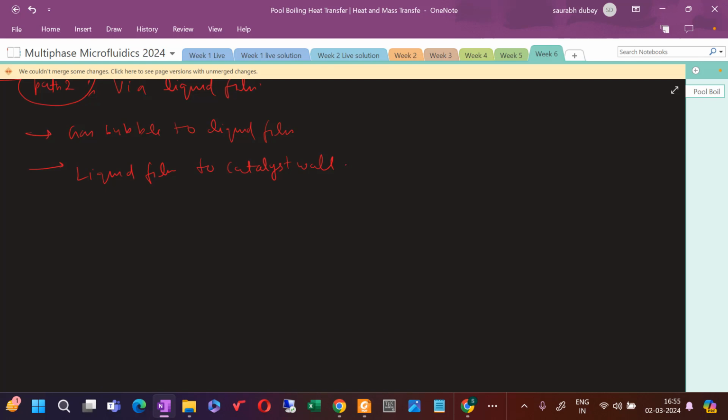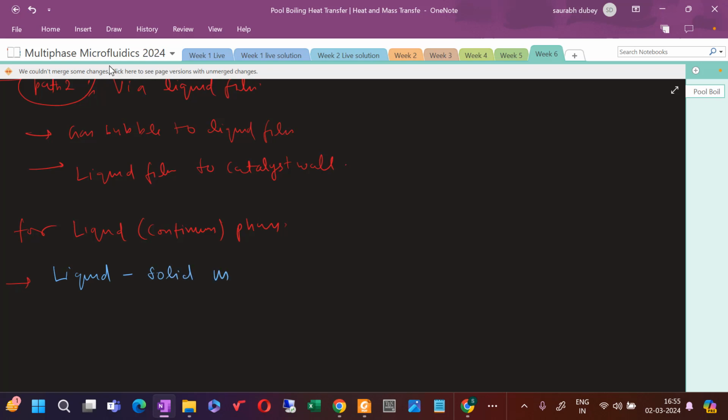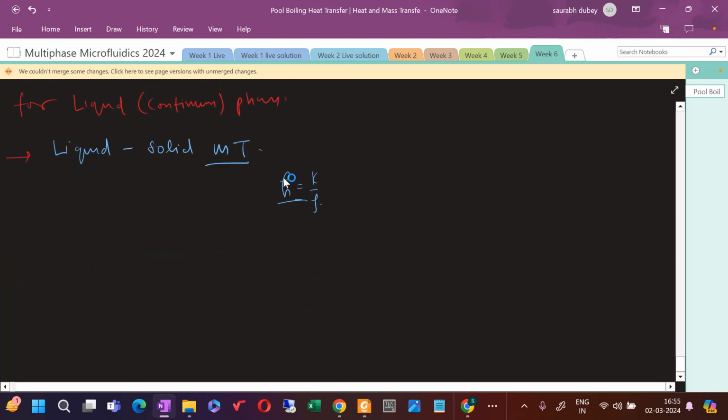So for liquid continuous phase, what could happen is there could be liquid solid mass transfer, directly from the liquid to the catalyst solid. This will be followed by k equals D by delta, the film relation.